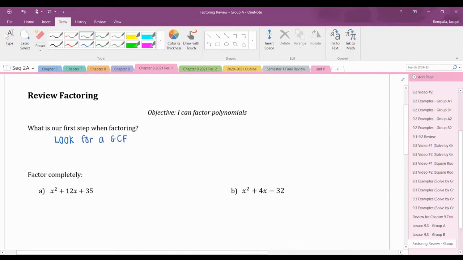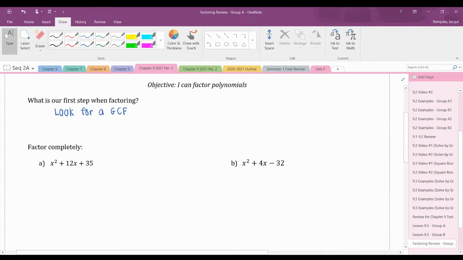Remember, GCF stands for greatest common factor. We're looking to see, are there any numbers? And if there are any numbers, what's the biggest number, as well as variables that they have in common. So let's factor completely. We have x squared plus 12x plus 35.